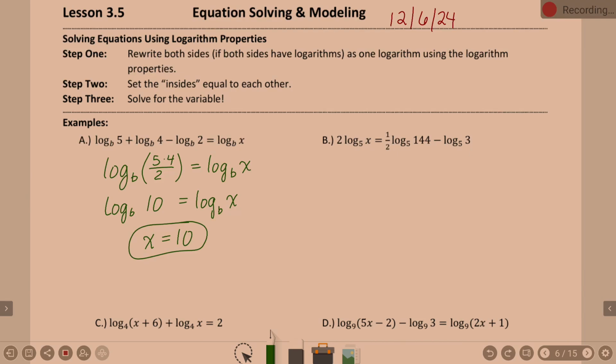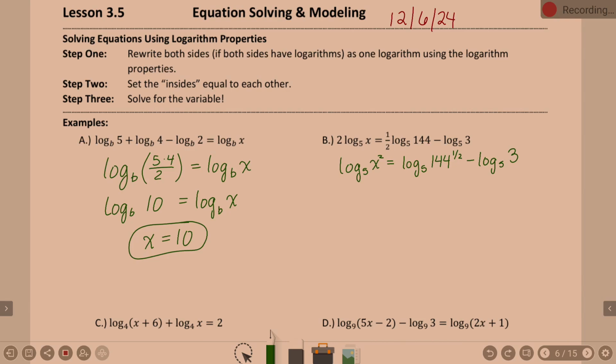Okay. 2 log base 5 of x equals 1/2 log base 5 of 144 minus log base 5 of 3. Move the numbers to make them exponents. Start with our power rule. Move those numbers from the coefficients. So log base 5 of x squared equals log base 5 of 144 to the 1/2, minus log base 5 of 3. Or just square root.